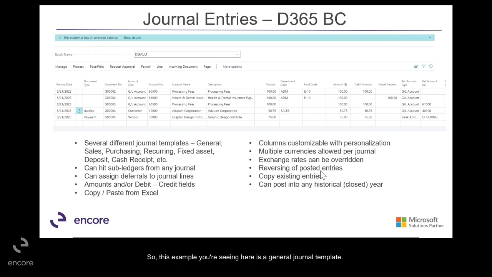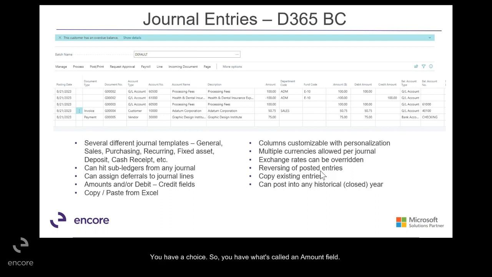The example you're seeing here is a general journal template. You can see the fourth line down where it says customer, that means we're hitting the customer ledger directly. It'll hit the AR account as well as that customer. The last line there will hit the vendor account, so it's hitting the vendor account as well as AP.